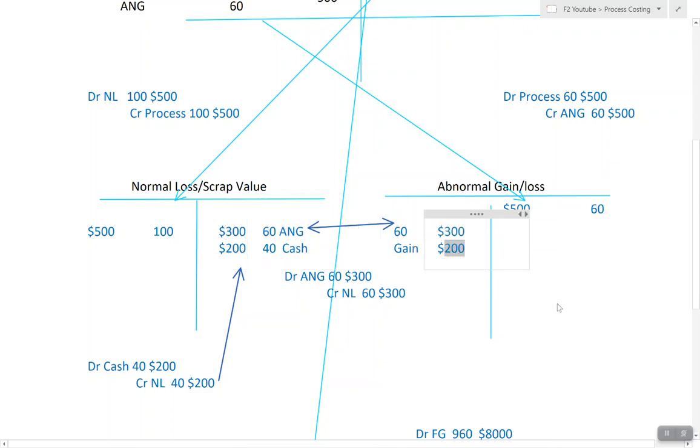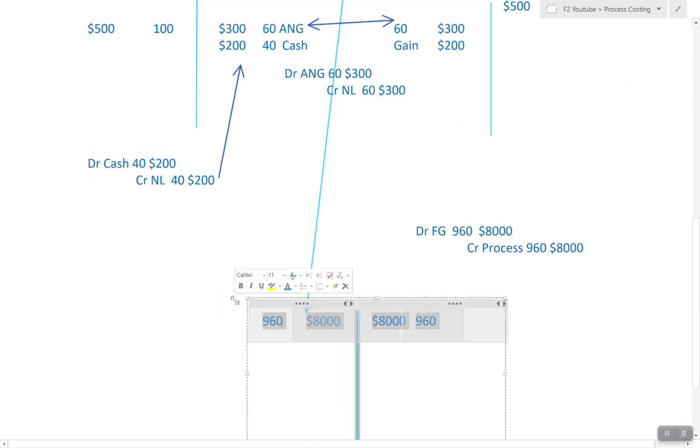So our gain here is 200, not 500, because we would have sold the 60 units for 300 anyway. So what we are gaining is 200. So this is the differential gain. In the normal loss, there was a differential loss. So whenever we sell the 40 units, we will credit normal loss and debit cash. And the finished goods account is the same.